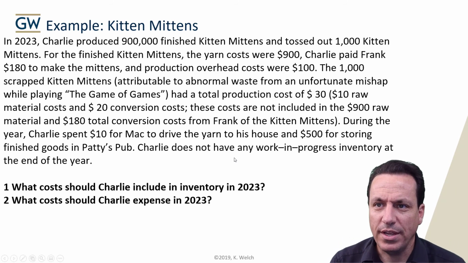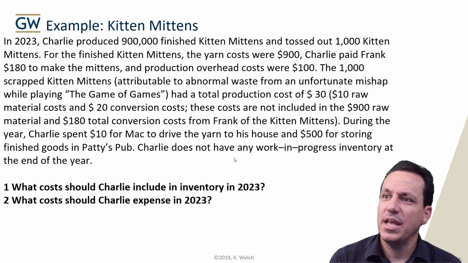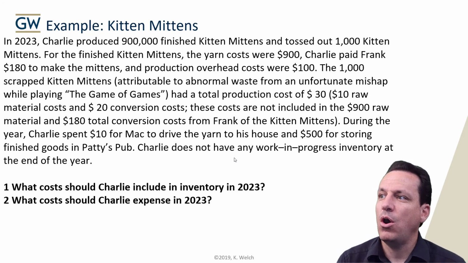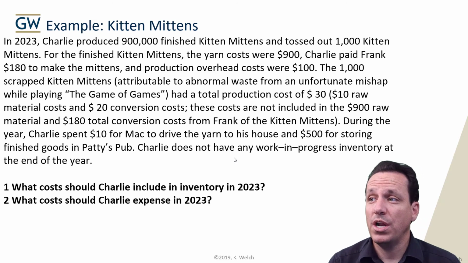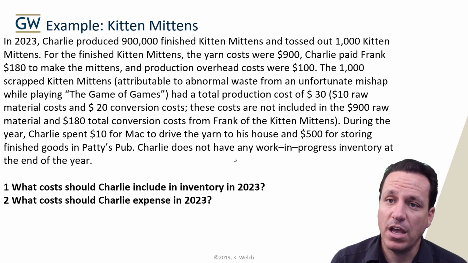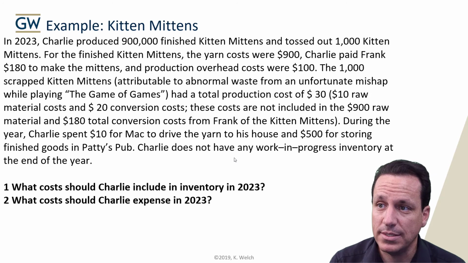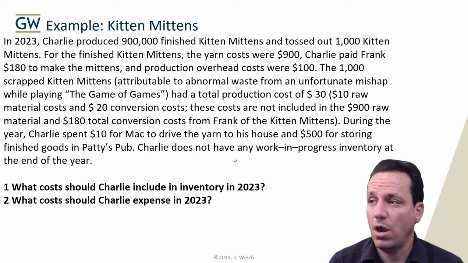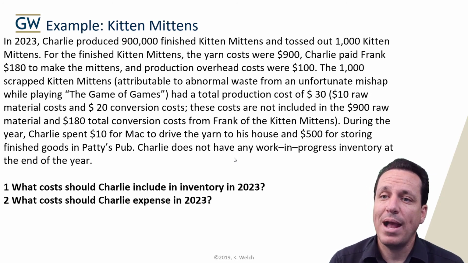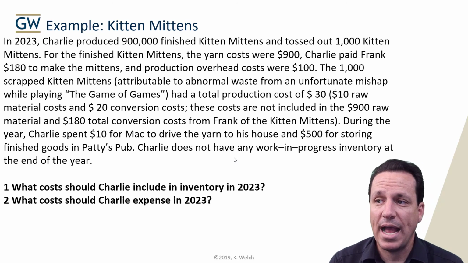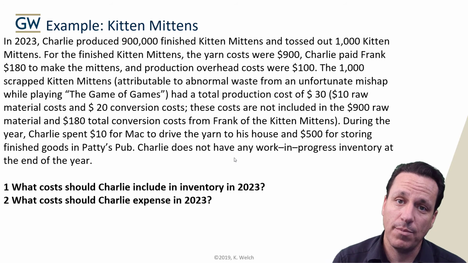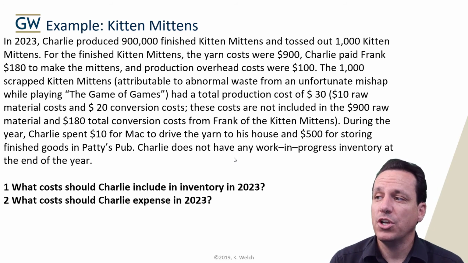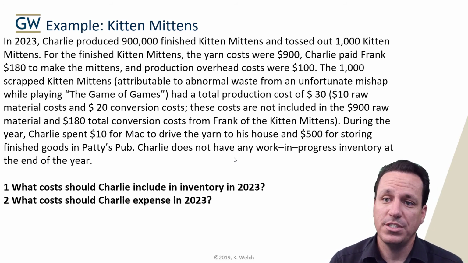In 2023, Charlie produced 900,000 finished kitten mittens and tossed out 1,000 kitten mittens. For the finished kitten mittens, the yarn costs were $900. Charlie paid Frank $180 to make the mittens, and production overhead costs were $100. The 1,000 scrapped kitten mittens, attributable to an abnormal waste event from an unfortunate mishap while playing the game of games, had a total production cost of $30, $10 in raw material costs, and $20 in conversion costs.